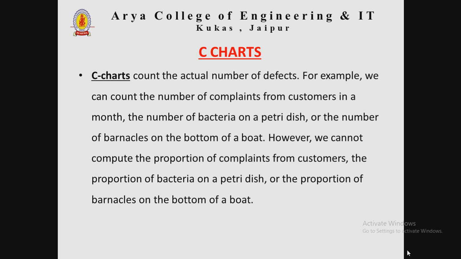Now the C chart. The C chart counts the actual number of defects. For example, we can count the number of complaints from customers in a month, the number of bacteria on a petri dish, or the number of barnacles on the bottom of the boat. However, we cannot compute the proportion of complaints from customers or the proportion of bacteria on the petri dish.